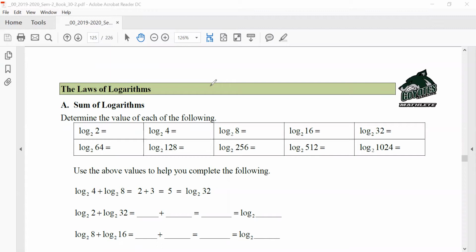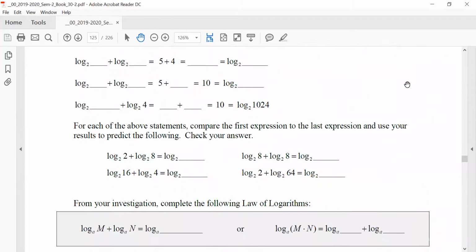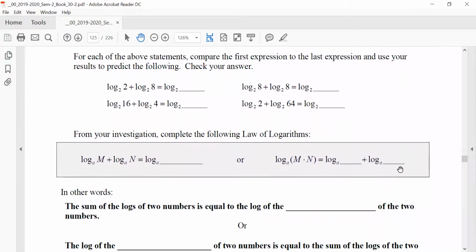So again, the big thing I want you to remember, despite the whole history lesson, is the Frenchman and the Swiss guy, Napier, and I can't remember the Swiss guy's name. Their goal was to turn multiplication into addition. Okay, that's the big thing. Now, in the notes, I'm going to skip some of the investigation because we talked about it in the other video. So I'm going to skip down to here.